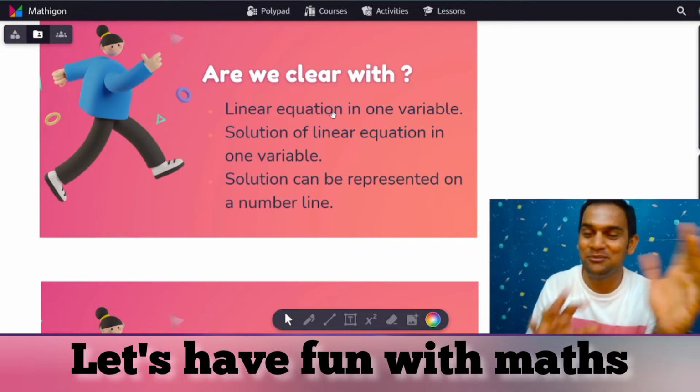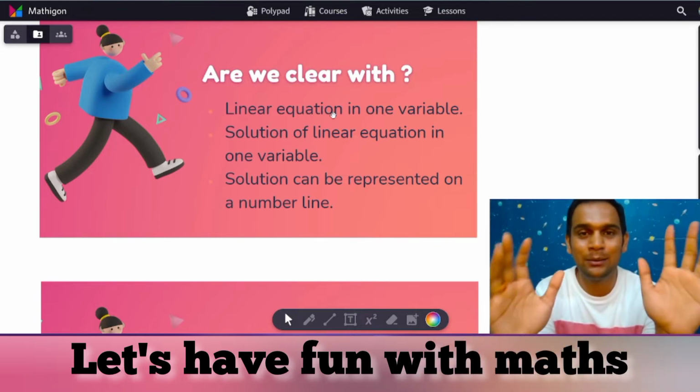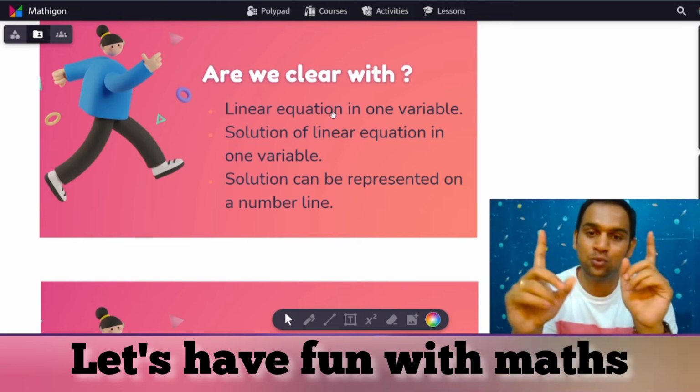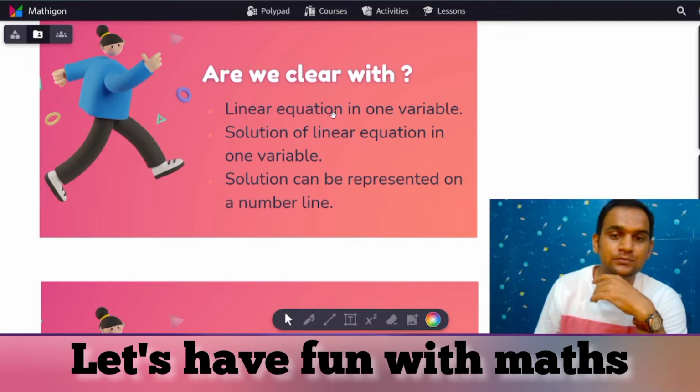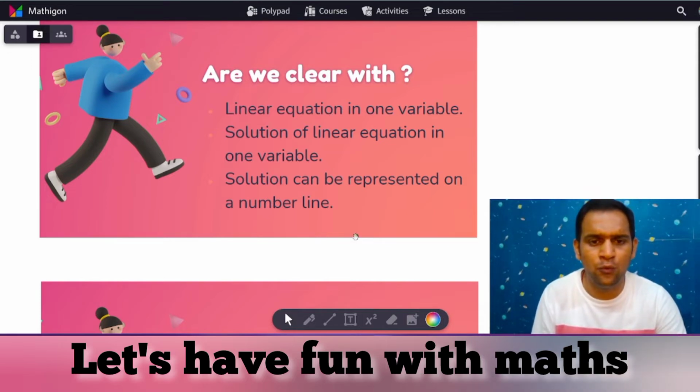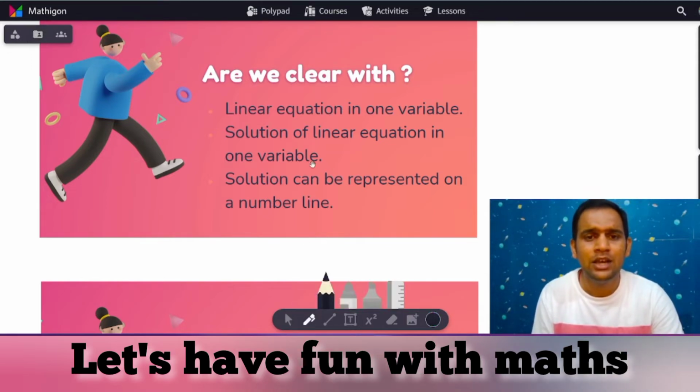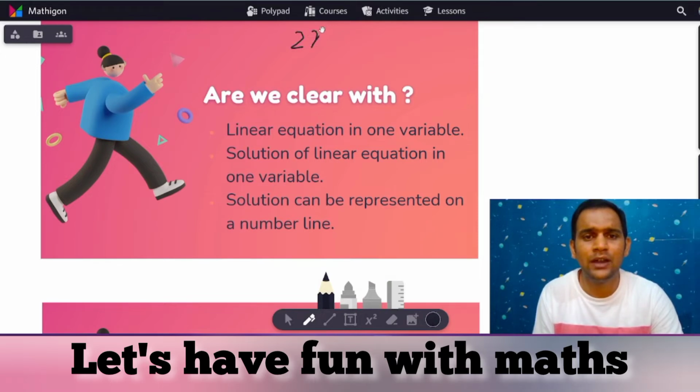So many times I used maximum power of the expression is 1. That means linear. So I hope that we are clear with linear equation in one variable. Very quickly, I'll take an example. Suppose I have 2x plus 5 equals 0. This is a linear equation in one variable.